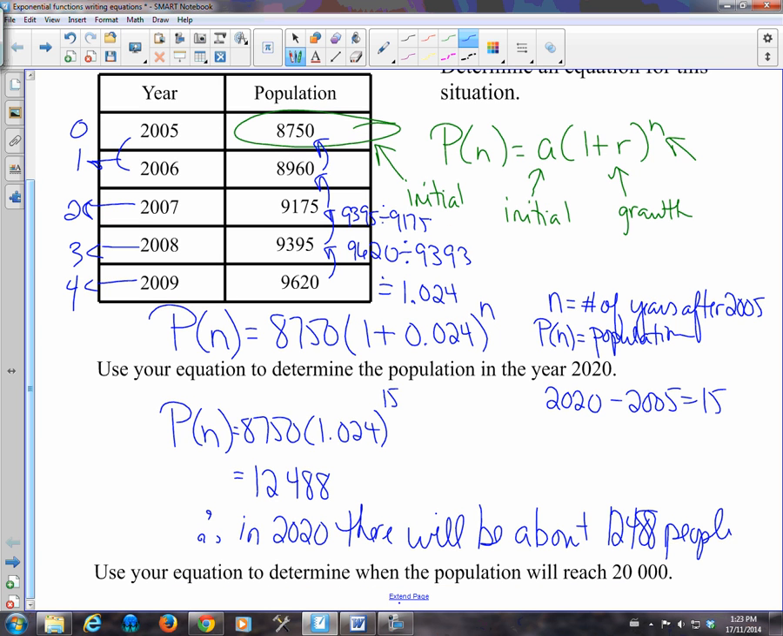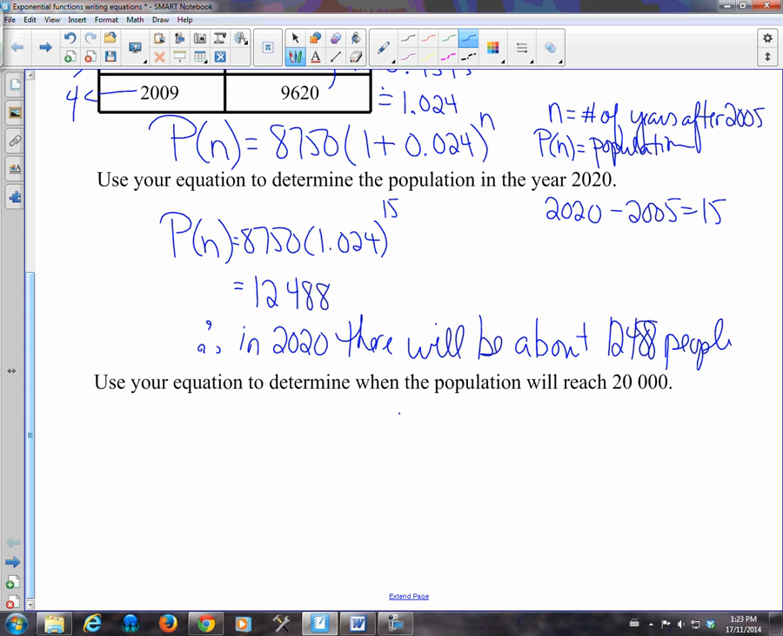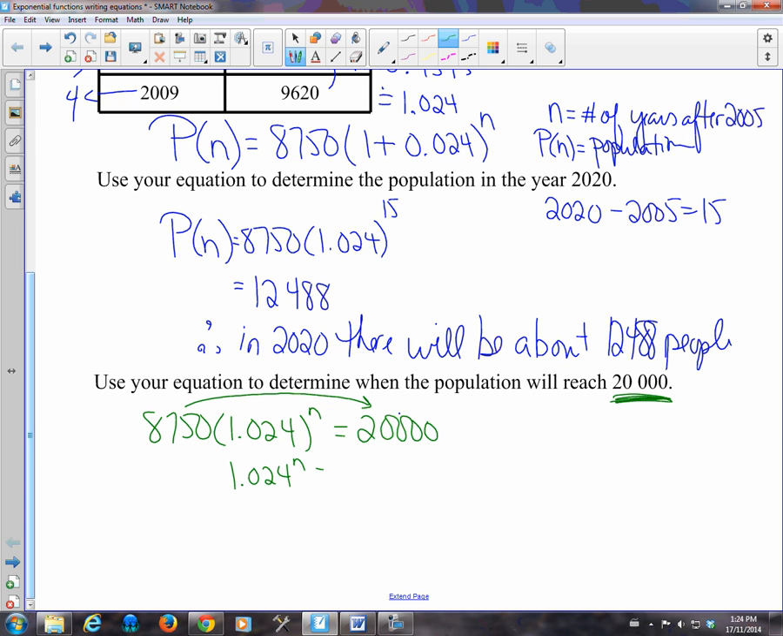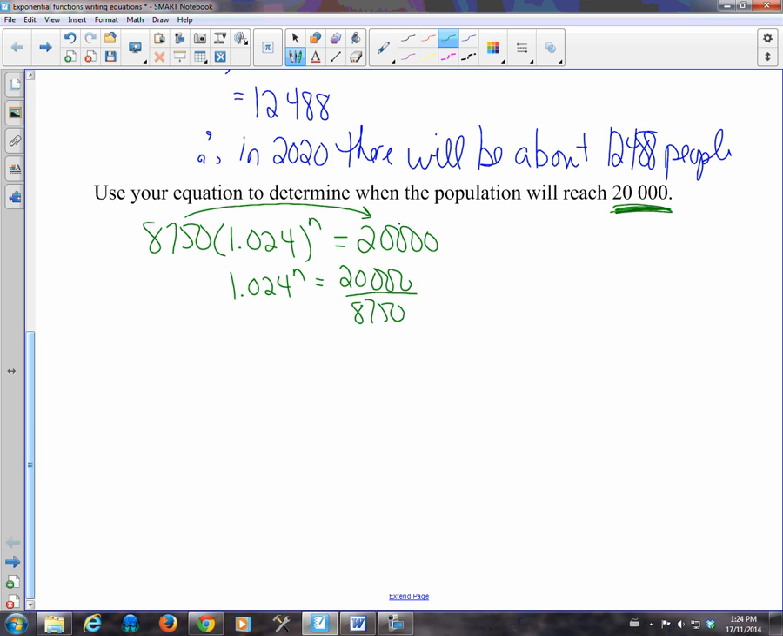Last one. Use your equation to determine when the population reaches 20,000. So we've done one like this before. This one's different than the last one because this time, instead of asking me what the population is, it's telling me the population. So I know when I take 8,750 times 1.024 to the exponent n, the answer I'm going to get is 20,000. So we want to solve it. That means we want to move the numbers away from the variable, which means I'll take my 20,000 and divide it by 8,750. Because it was multiplying on the other side, it'll become dividing on this side.